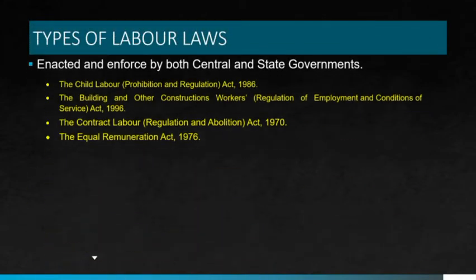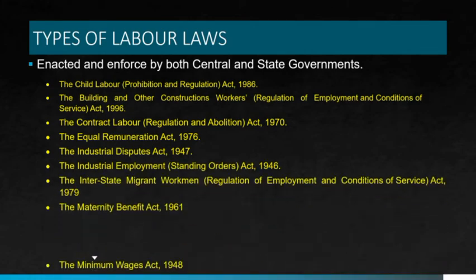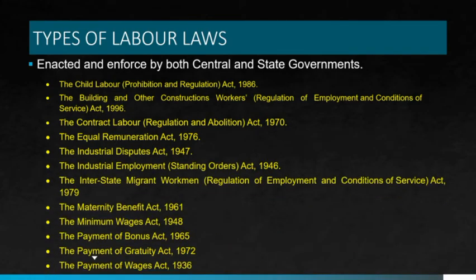So what is the second one? In the second classification we have n number of acts which are enacted and enforced by both central and state government. First one is the Child Labor Prohibition and Regulation Act 1986. Second one, the Building and Other Construction Workers Regulation of Employment and Conditions of Services Act 1996. The Contract Labor Regulation and Abolition Act 1970. The Equal Remuneration Act 1976.